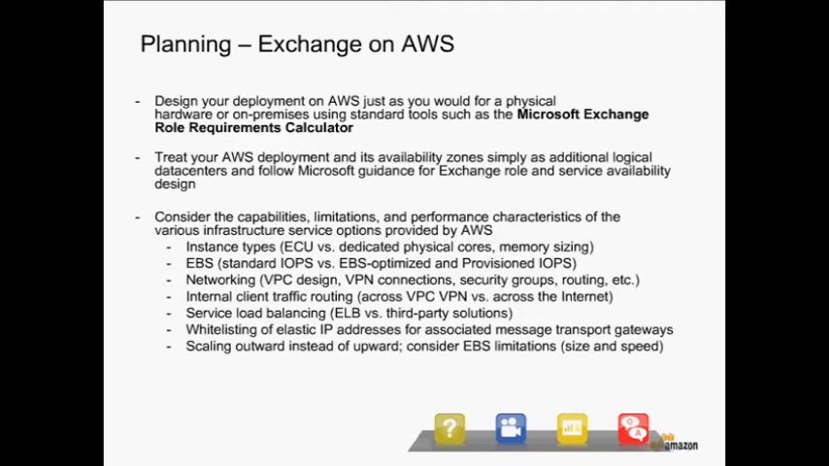Your service load balancing: at this time Elastic Load Balancers aren't compatible with Exchange, but there are a variety of other third-party solutions which are detailed in the Amazon white paper for this. The whitelisting of your Elastic IP addresses for your message transport gateways needs to be done because by default all of the Amazon IP space is actually blacklisted on Spamhaus. So you need to make sure that your message transport gateways get whitelisted before sending any email.